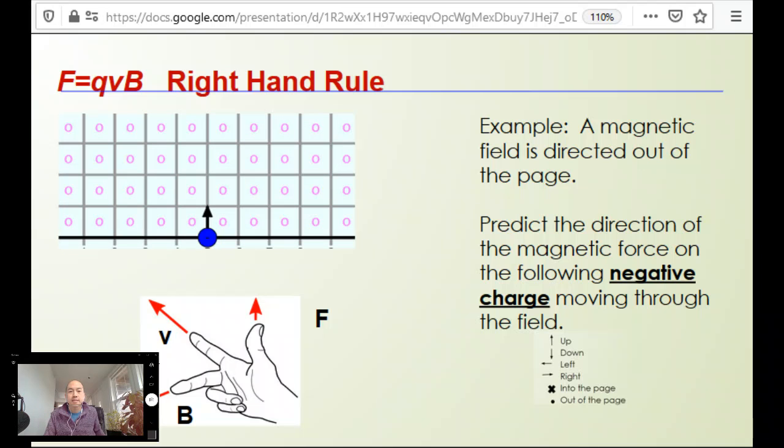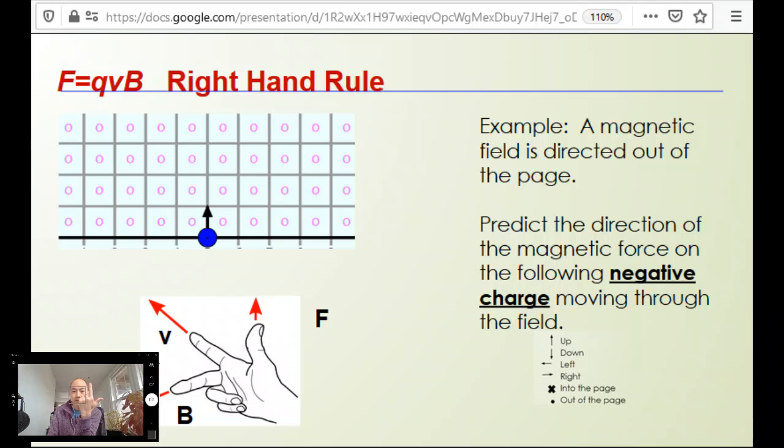So now if we take the same example, here this is for a negative charge, so the magnetic field is directed out of the page. Now we want to predict the direction that the force is going to be felt on this charge. So again, I'm going to use my index finger. I'm going to point up, my right hand pointing up. That's the direction the charge is moving. The magnetic field, that's the middle finger, is going to come out of the page. So I'm going to turn my hand this way. And my thumb is pointing to the right.